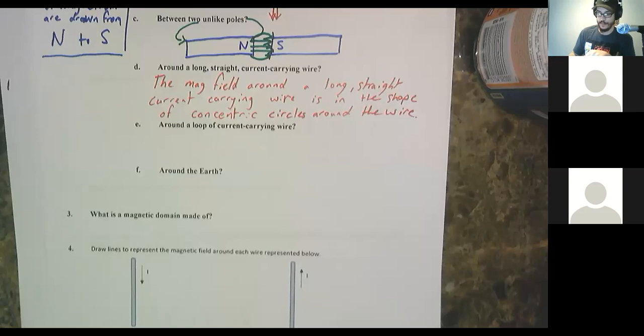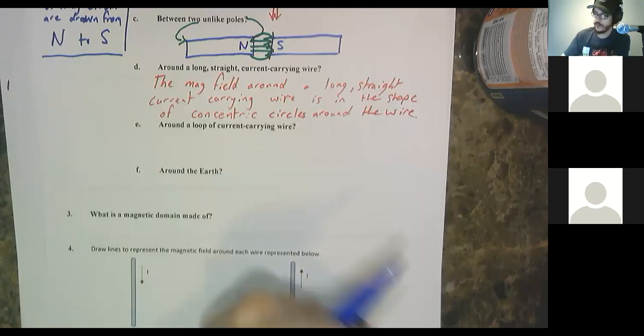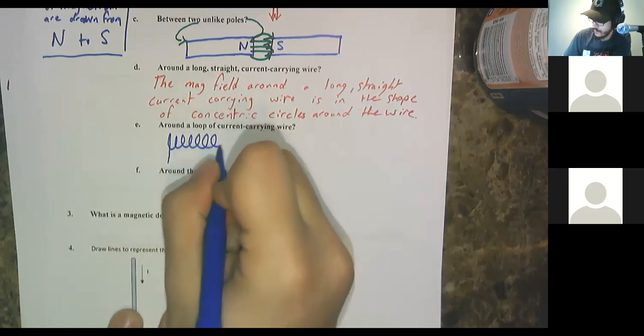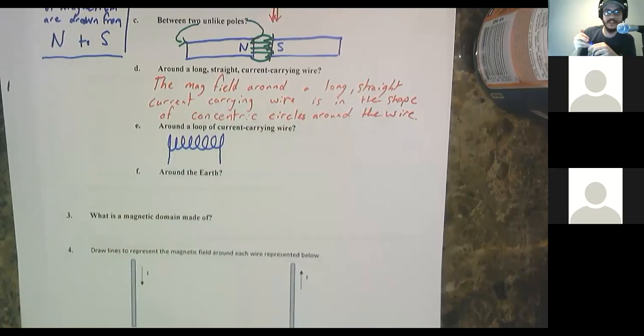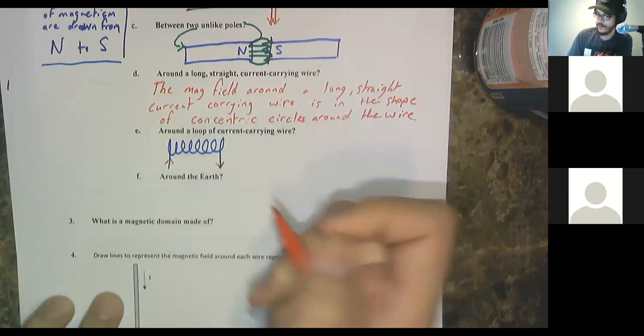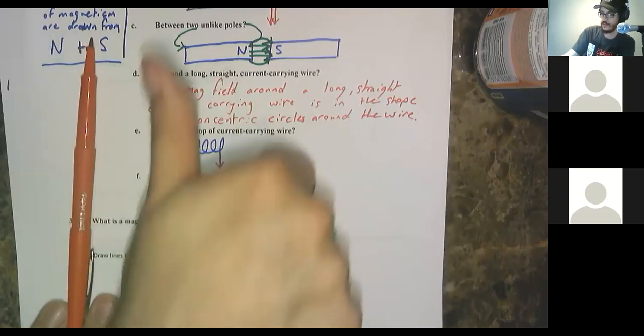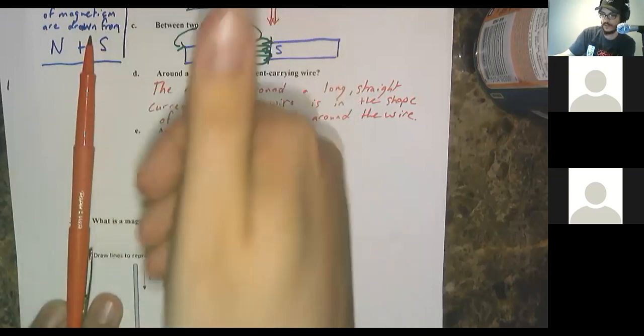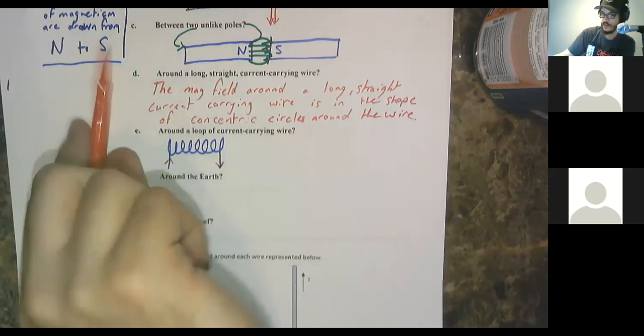Around a loop of current carrying wire. That's a solenoid. It ends up actually kind of looking like a bar magnet, basically. If your current is going through this way, then you would use the right-hand rule all the way around. So it's going up through this loop. That means it arcs this way, north to south.